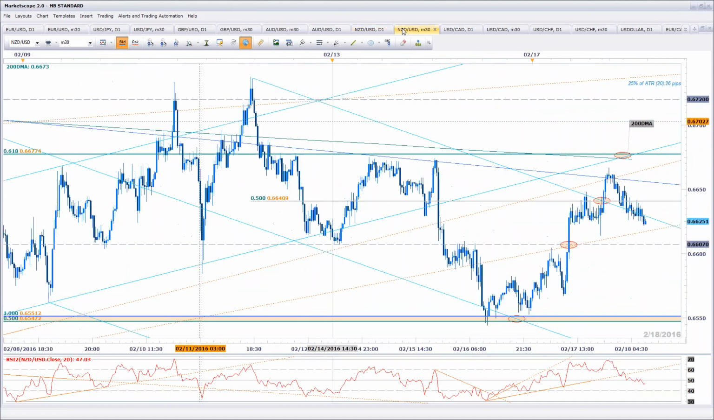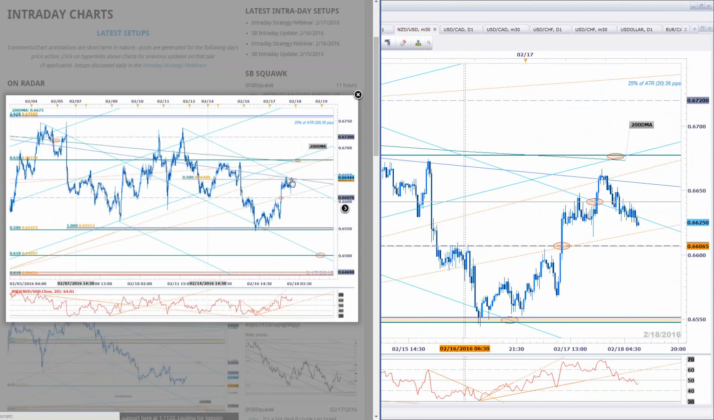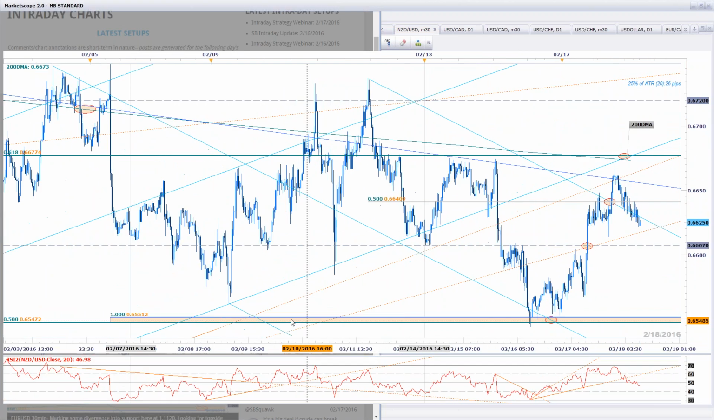Here's what it looks like on the 30-minute. Okay, so again, break of that confluence region of resistance. You saw that pop to the upside. Let me just snap these lines for you.